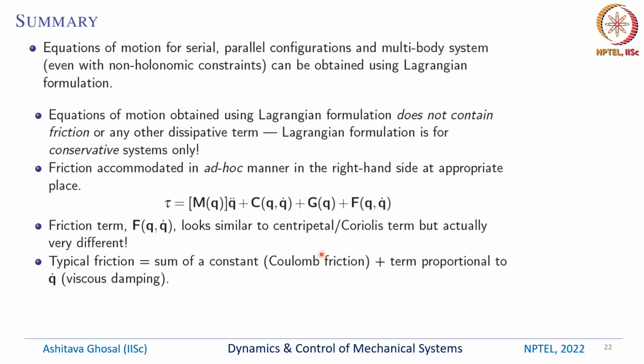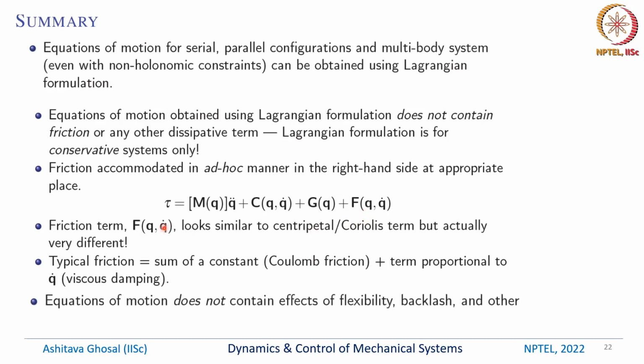Typically, this friction term is some constant times some function of q dot, most of the time a linear function of q dot. So this friction for tau 1 will be c1 plus c2 into q dot or theta 1 dot. So one part is called Coulomb friction, and one part is called viscous damping. This is a typical model for friction. And note that the Coriolis term is quadratic, while this friction is typically not quadratic.